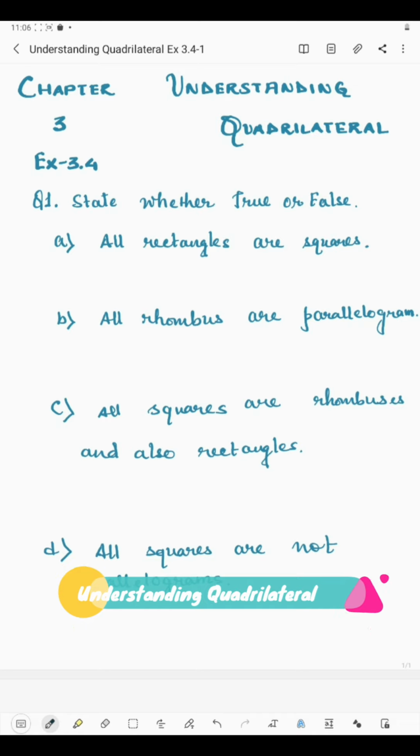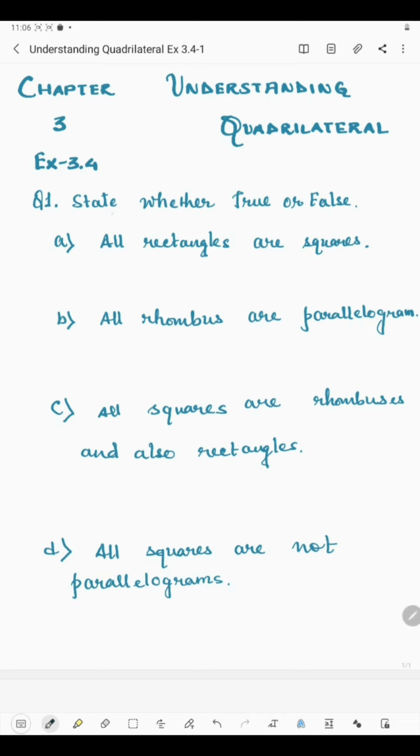Students, now I am going to start question number 1 of exercise 3.4. Question number 1 says state whether true or false. Here we have some statements given. We will have to check whether these statements are true or false. Now in the first part we have: all rectangles are square.